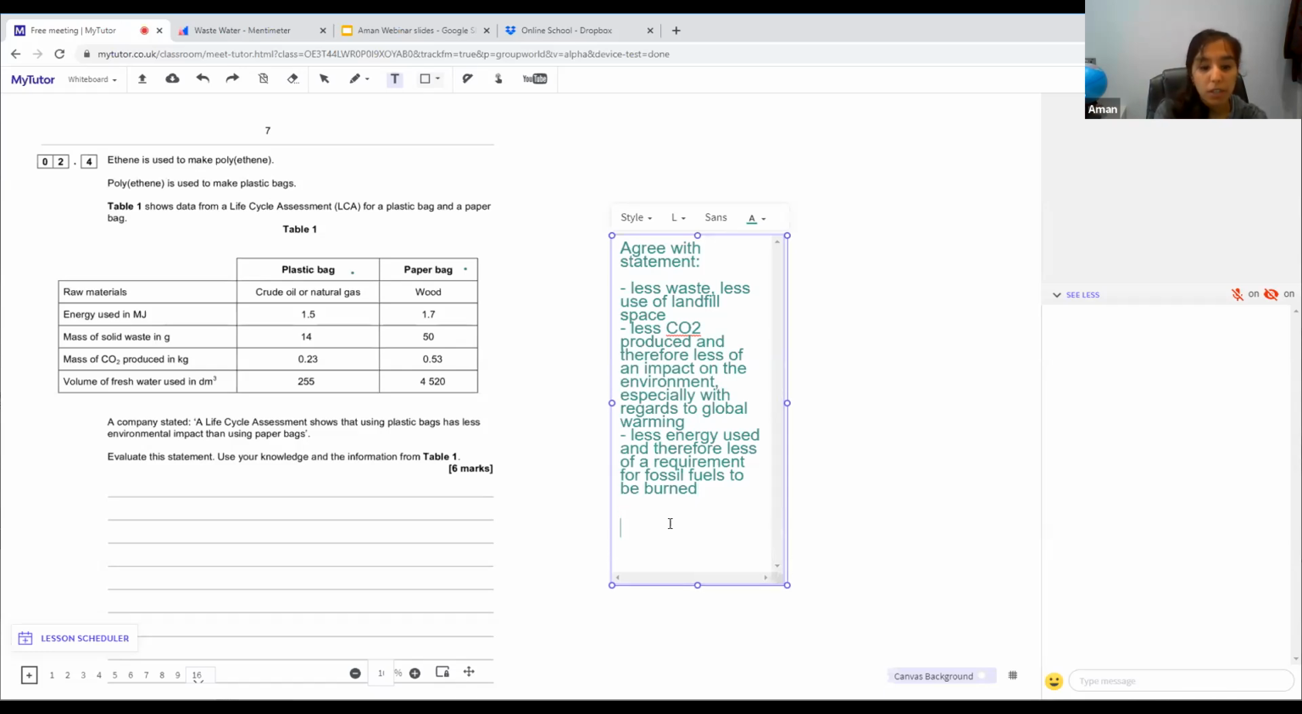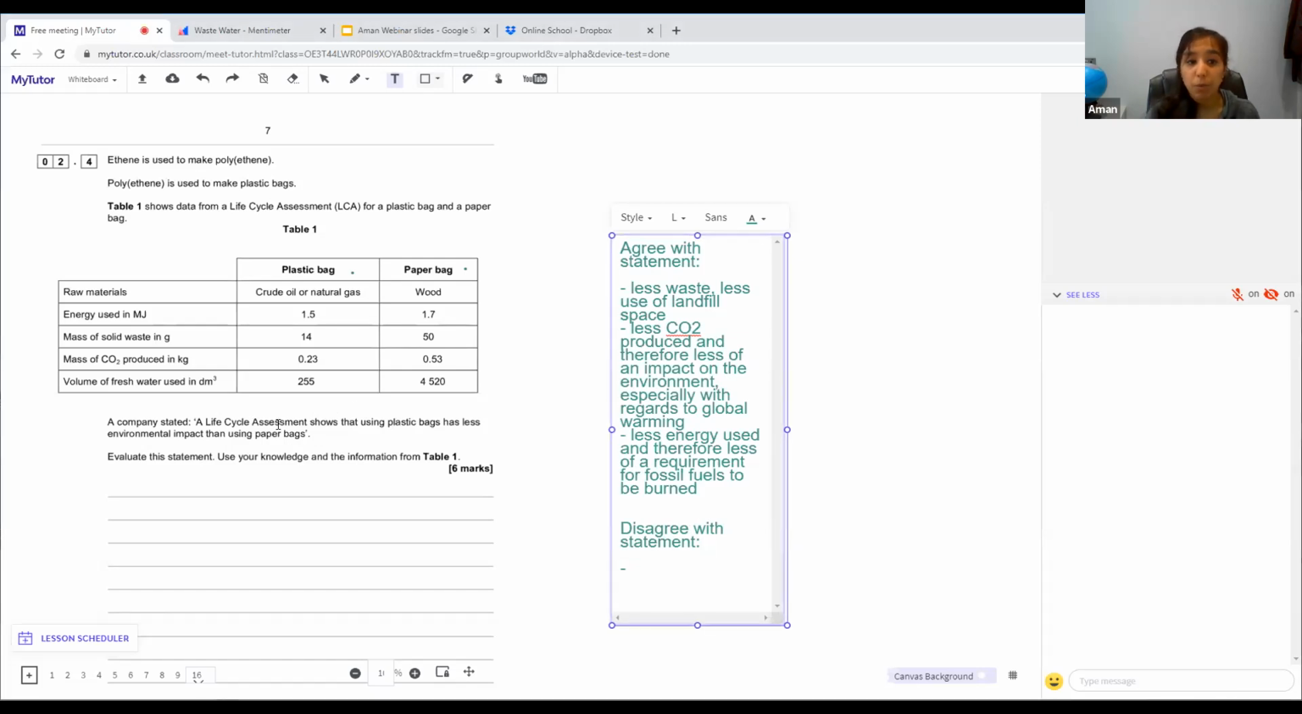Let's think about things that disagree then. What disagrees with that statement? The statement is that a life cycle assessment shows that using plastic bags has less environmental impact than using paper bags. What do we think? Can we come up with three points that disagree with that statement? Someone has already said plastic bags are non-biodegradable. Good.